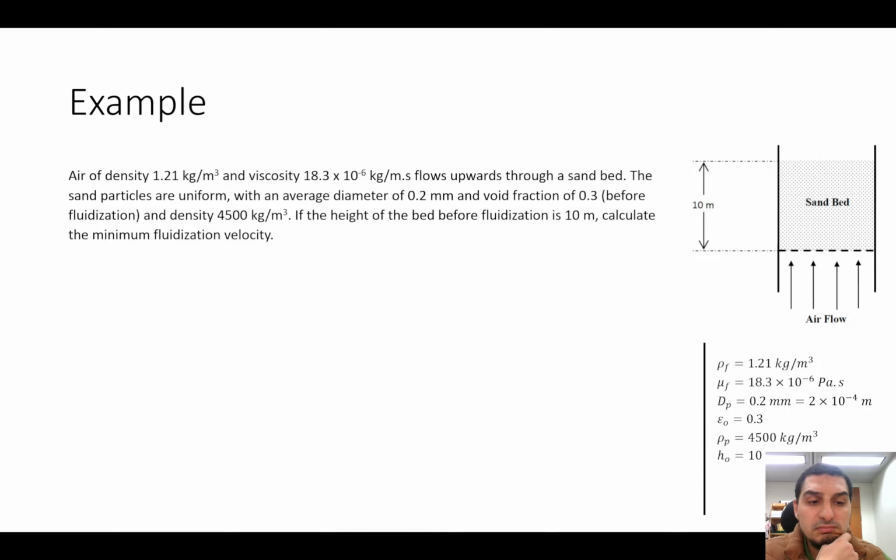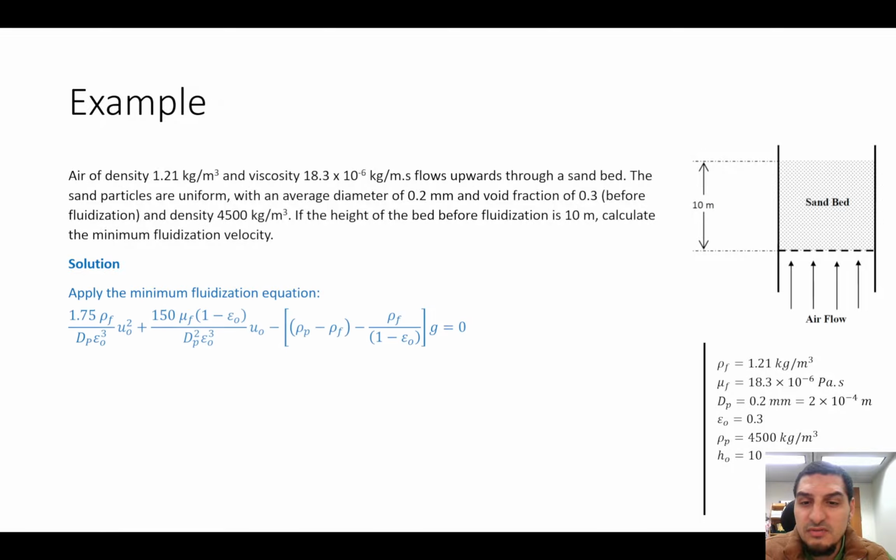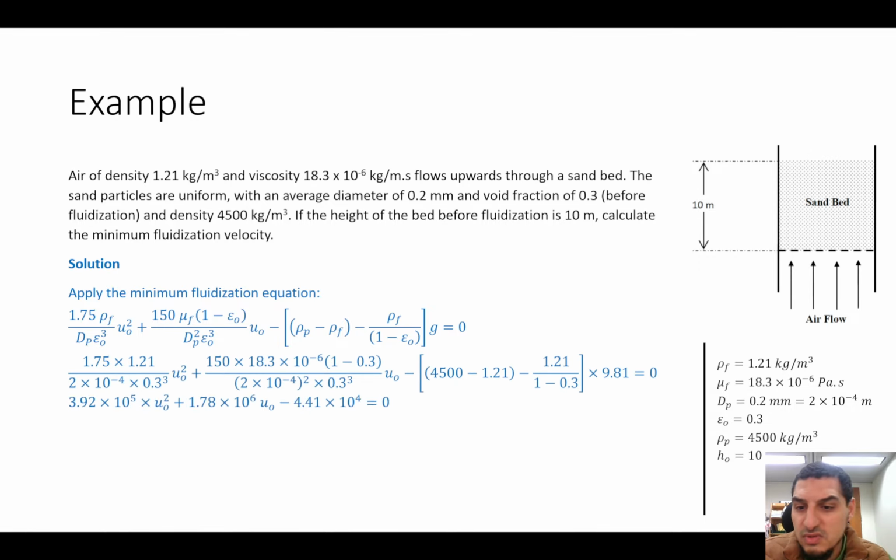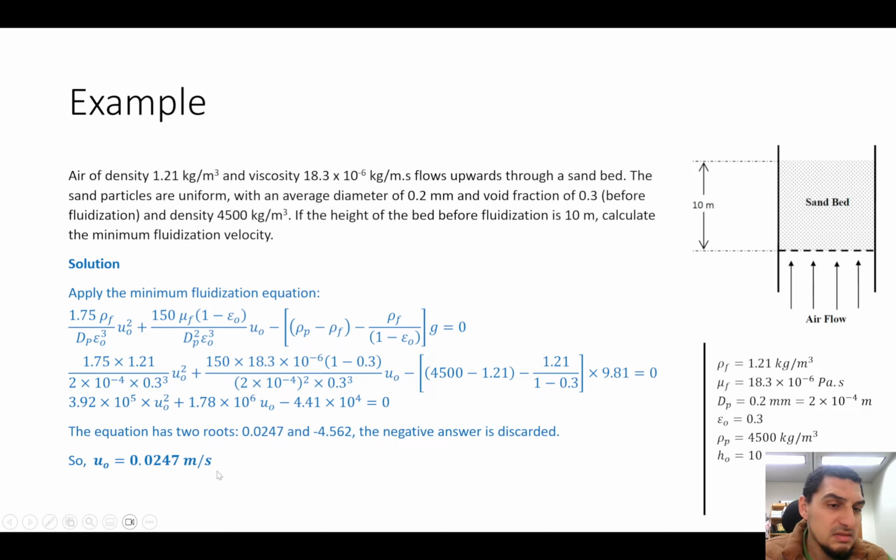So what we'll do is just check the equation and see if we have everything. We have the particle density, we know the fluid density, we know the particle diameter, we know epsilon node, we know the viscosity of the fluid, we know everything. So it's going to be just substitution in the equation, and we'll get a second order equation where we'll have two roots, one positive and one negative, and from this we can take the positive one as the minimum fluidization velocity. So this is what we do with this.